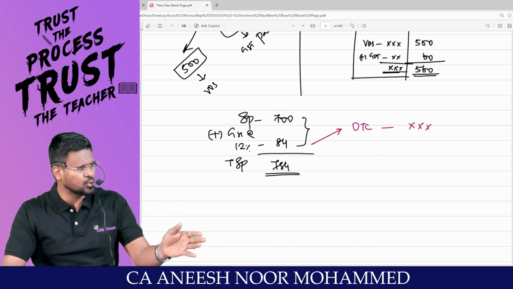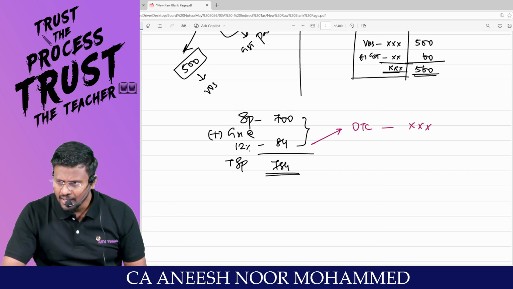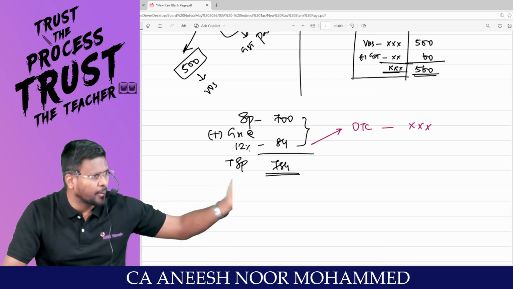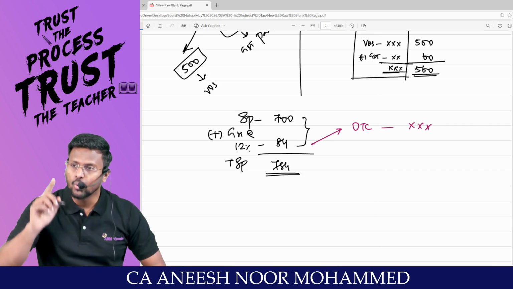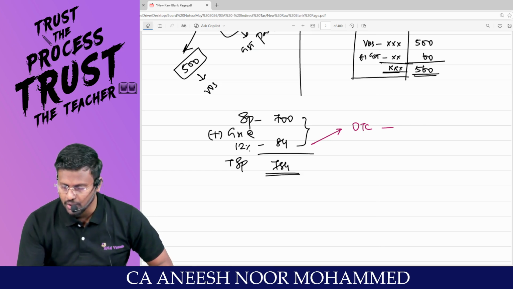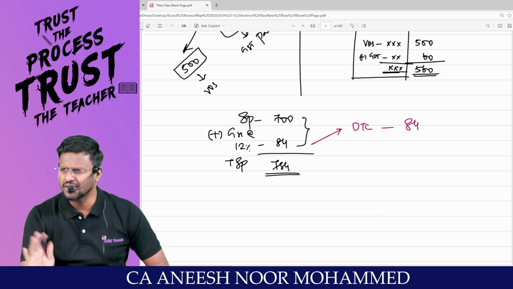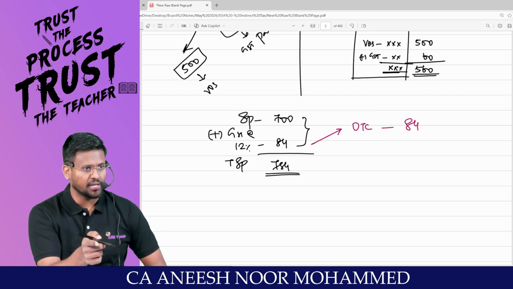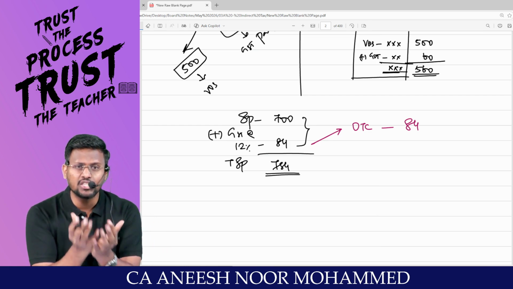My dear lovable students, you are acting as an agent. That means you are just collecting 84 rupees from the common public, from the general public. And you are going to deposit this 84 rupees to the government. Is this 84 rupees your money? No, sir. This 84 rupees is not your money. This is government's money.